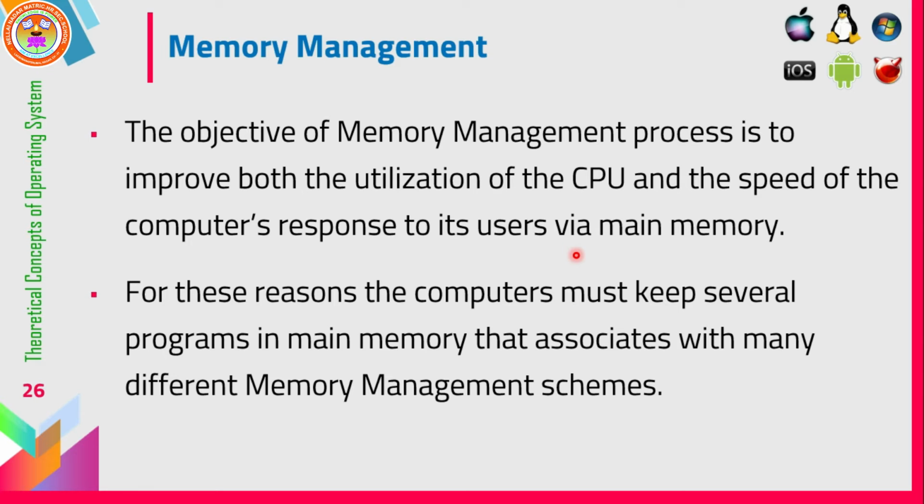For these reasons, the computers must keep several programs in main memory that associate with many different memory management schemes. Why? Because the memory management should allocate different space, and so much space, for doing different actions. So everything should be associated with this particular memory management scheme level. Understood? So that's what, if you want to do multitasking, automatically you can allocate the job or allocate the task in particular memory locations. So all these works will do the specific needs for the particular memory management process.